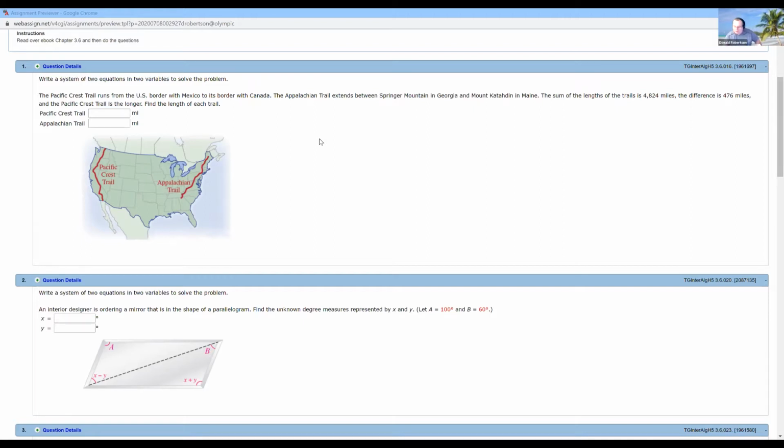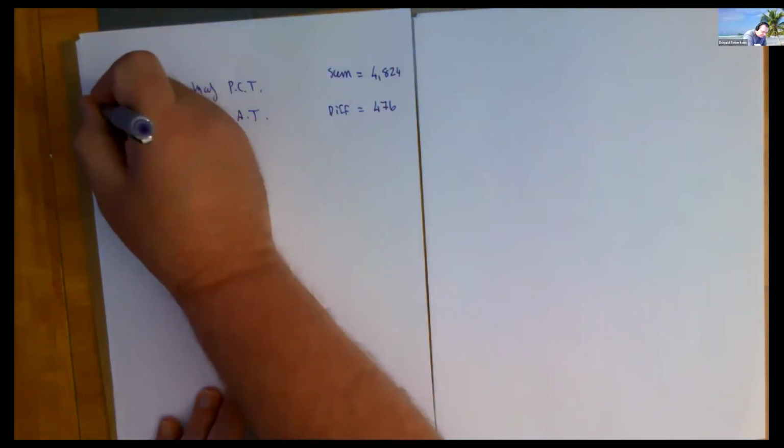So I'm now going to go back in and try and show you how you create a system of equations from that information. This is step one.